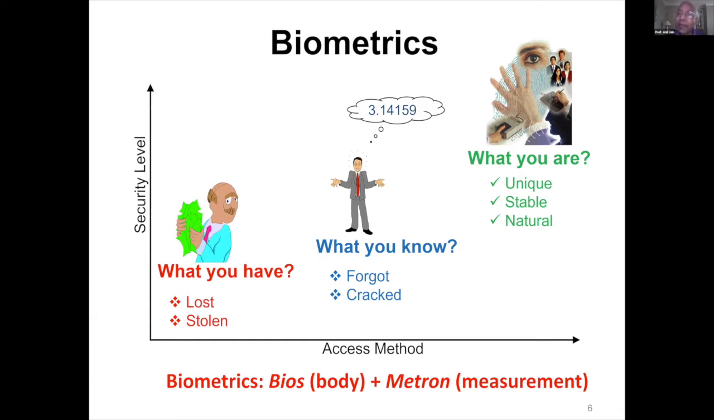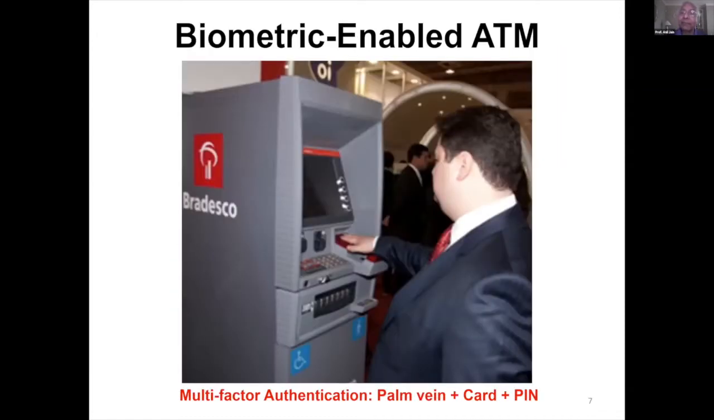And so these kinds of applications do exist currently. So what is the meaning of the word biometrics? It actually comes from two Greek words, bios, which means body, and metron, which means measurement. So biometrics is measurement of the body. And these measurements can be face, fingerprint, iris, voice, name it. A lot of different traits have been investigated.